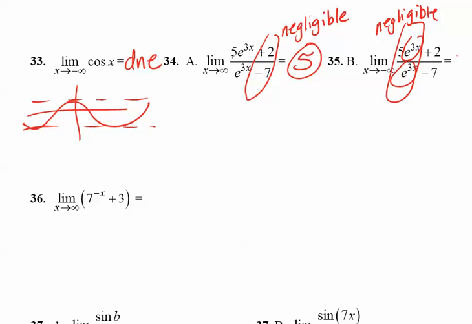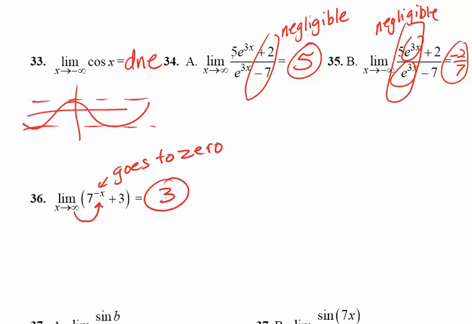So our ratio turns out to be negative 2/7 as our limit. As x goes to infinity, here we've got the same situation. This term goes to 0, becomes negligible, in other words. So we would get closer and closer to a value of 3.